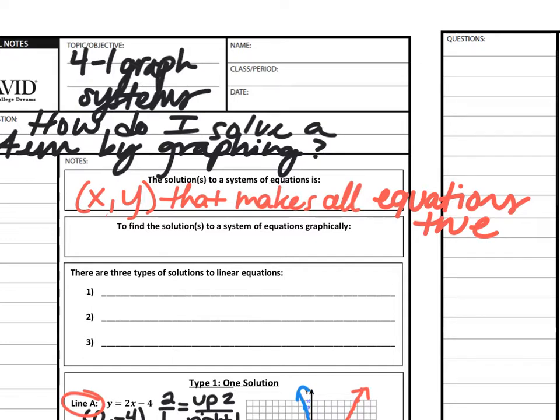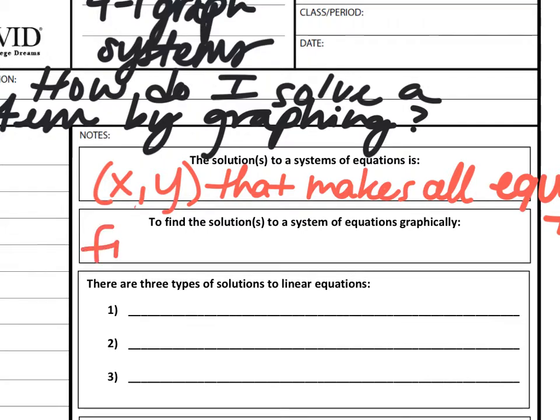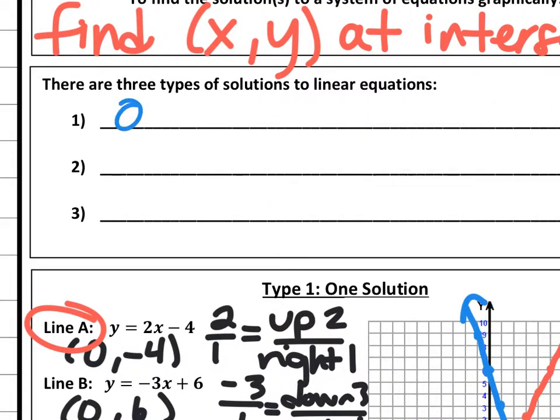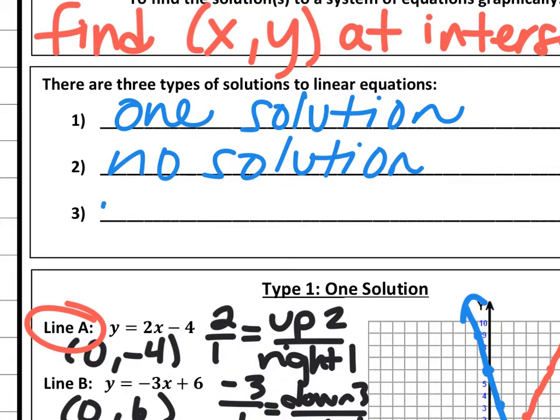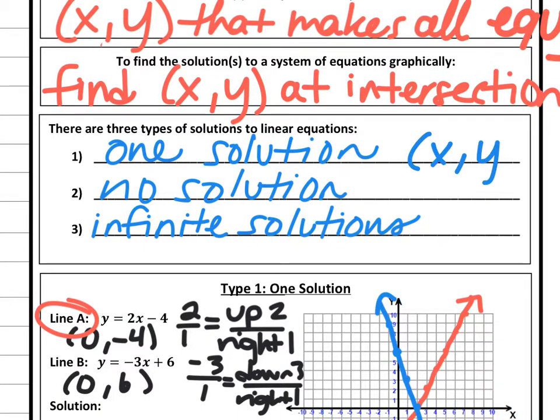To find the solution to a system of equations graphically, you're looking for the intersection point, right? We talked about that yesterday. You want the point where the 2 lines intersect, because that's where x and y are the same for both equations. We talked about 3 types of solutions yesterday. Colby, what are they? One solution, no solutions, infinite solutions. Your one solution, again, should be written as a point, x, comma, y.